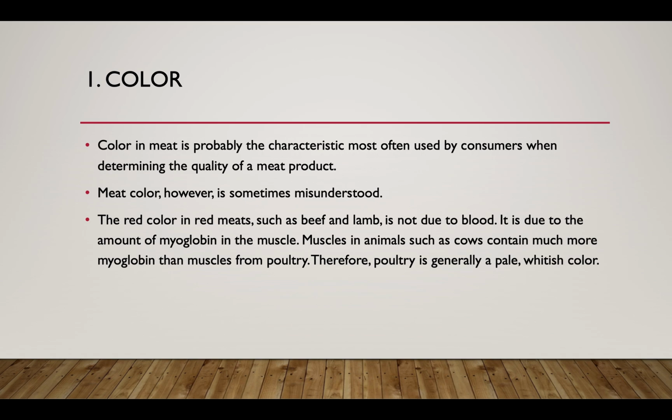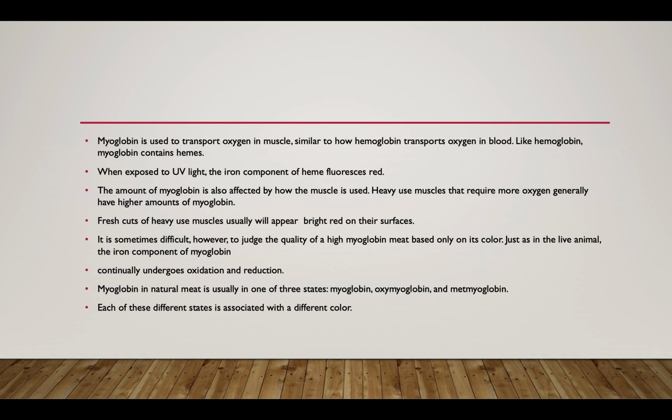Muscles in animals such as cows contain more myoglobin than muscles from the poultry. Therefore, poultry is generally pale and whitish in color. Myoglobin is basically muscle protein which is used to transport oxygen in muscles, similar to hemoglobin that transports oxygen in blood. When this myoglobin is exposed to UV light, the iron component of the heme fluoresces red.